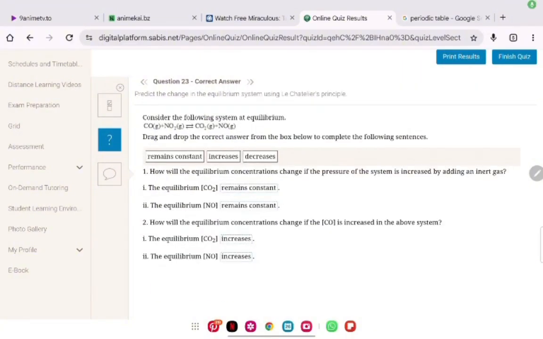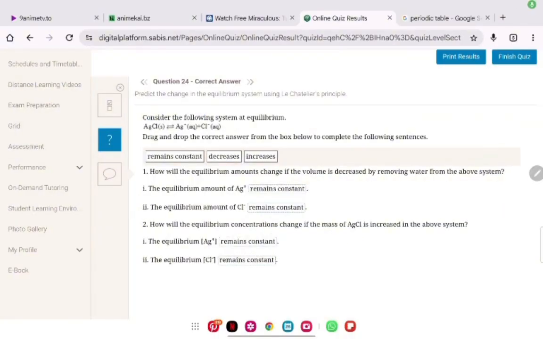Okay, another easy question. How will the equilibrium concentration change if the pressure in the system is increased by adding an inert gas? Remember, inert gas does not affect equilibrium, so it remains constant. How will the equilibrium concentration change if CO is increased? So the system will try and decrease CO. If you want to decrease CO, you have to move forward. So CO2 will increase and NO will increase, and these will decrease.